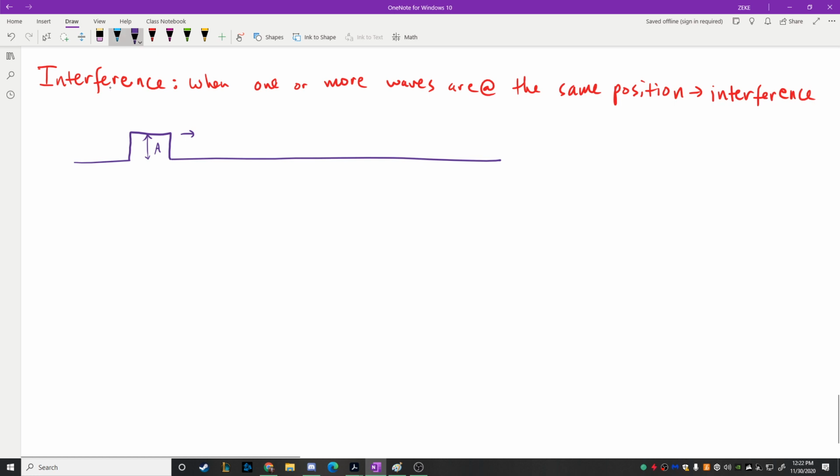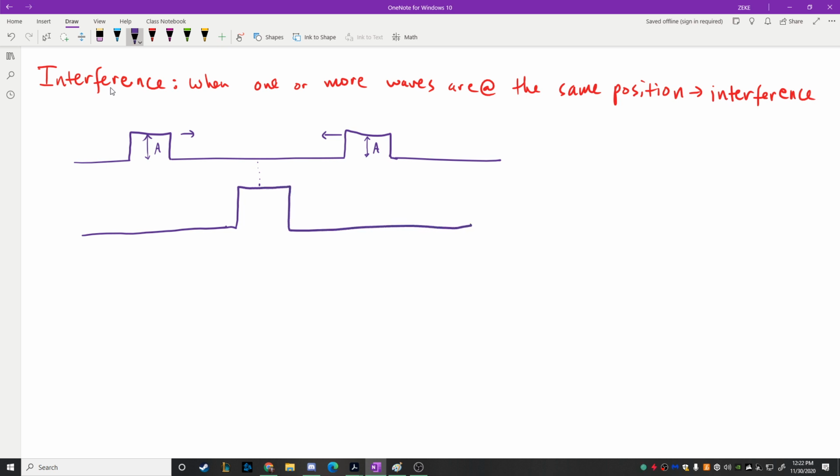And over on the right, we have another pulse that's traveling in the opposite direction, coming right here. Just to keep things really simple, let's say this pulse also has an amplitude A. What happens when the two pulses collide, let's say somewhere right in the middle, is you get a pulse that has basically double the amplitude when they collide with each other.